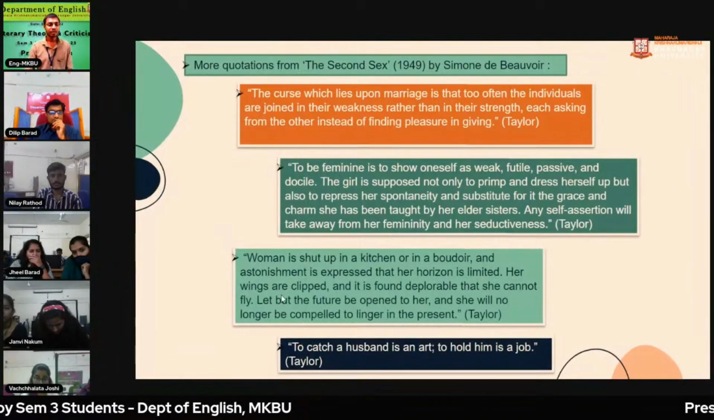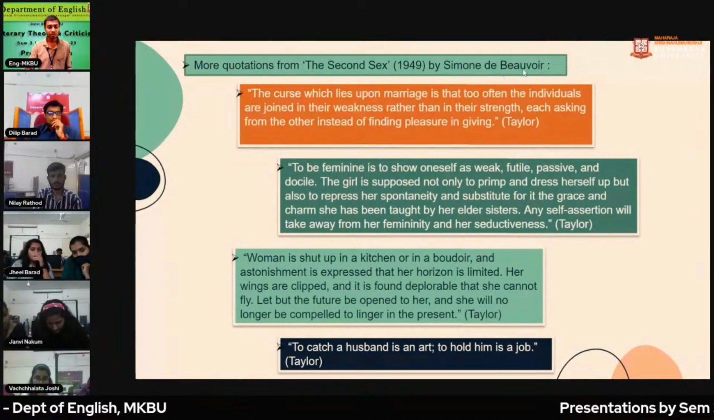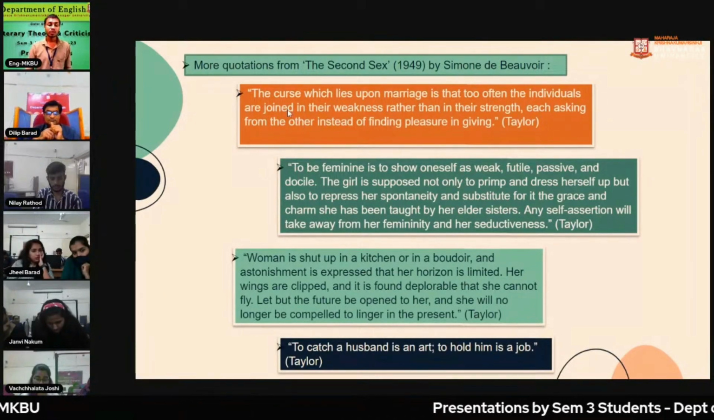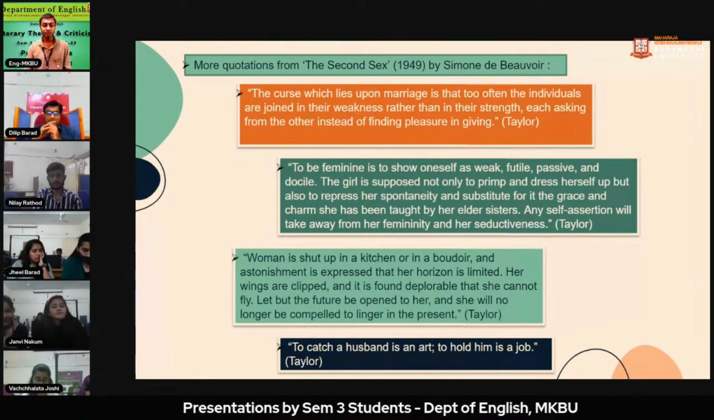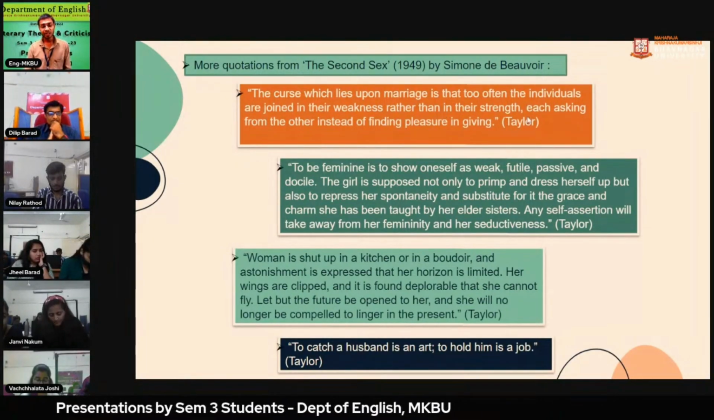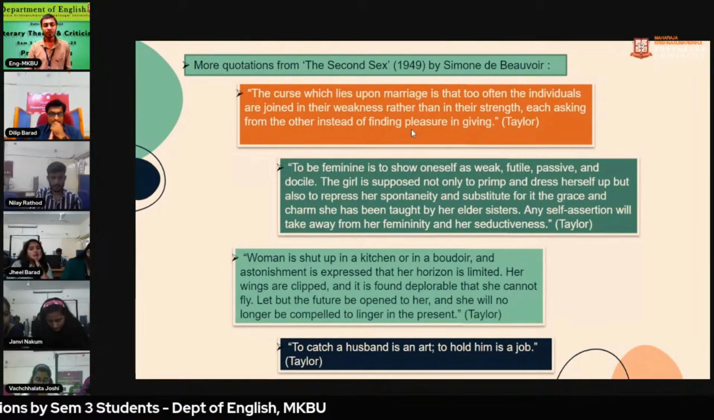I have taken some more quotations from The Second Sex by Simone de Beauvoir. Let us read one by one. The curse which lies upon marriage is that too often the individuals are joined in weakness rather than in strength, each asking from the other instead of finding pleasure in giving.